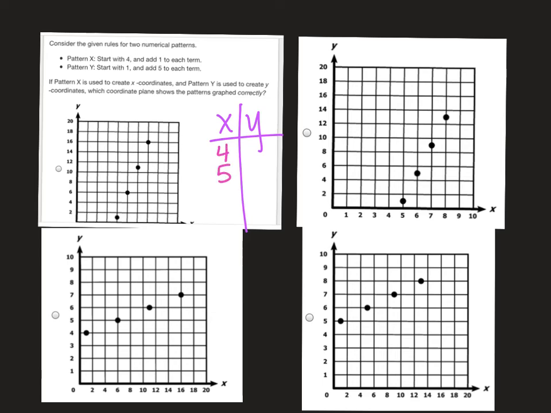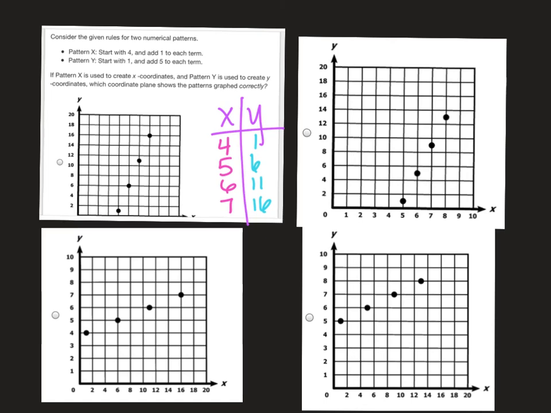So 4, 5, 6, 7. All right. Then on Y, it tells me start with 1 and add 5 each time. So 1 plus 5 is 6, plus 5 is 11, plus 5 is 16. All right, so now we have some ordered pairs that we need to check and say, okay, which one could be my graph? So first we're going to look and see, can we look at 4, 1, all right? So if we look at our graph, all right, we can kind of eliminate some other answers because the x-axis is kind of cut off on that first picture, but we can kind of eliminate some things just based on the rest of them.